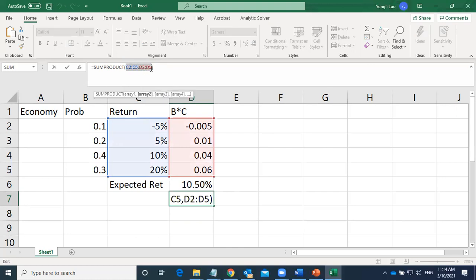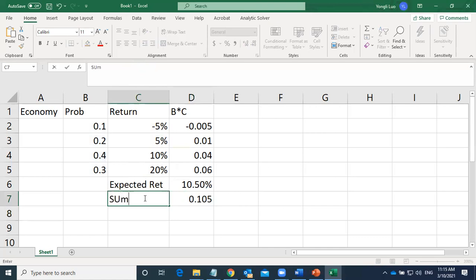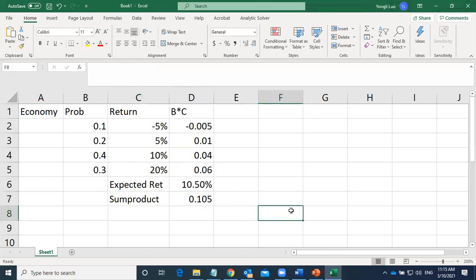That's right. So we need to use the probability and the return. So this one, we do the sum product function. The sum product function is easier for you. You don't have to do it step by step, and it will get you the result immediately. And make sure you just select the right row.